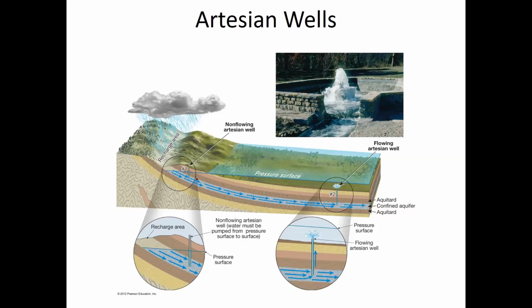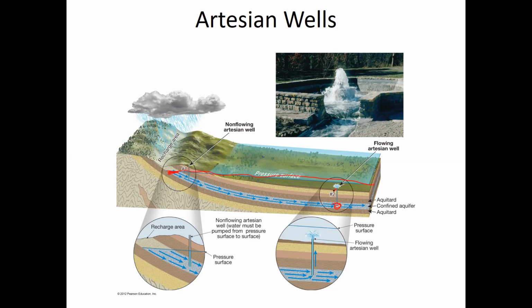So an interesting feature that can form is an artesian well. Artesian well is a pressurized well. So you see this aquifer is sandwiched between two aquitards and it's at a slant. So what happens is the weight of the water up here pressurizes the water down here. So there's this pressure surface, which is equal to the highest elevation of the water in the aquifer.